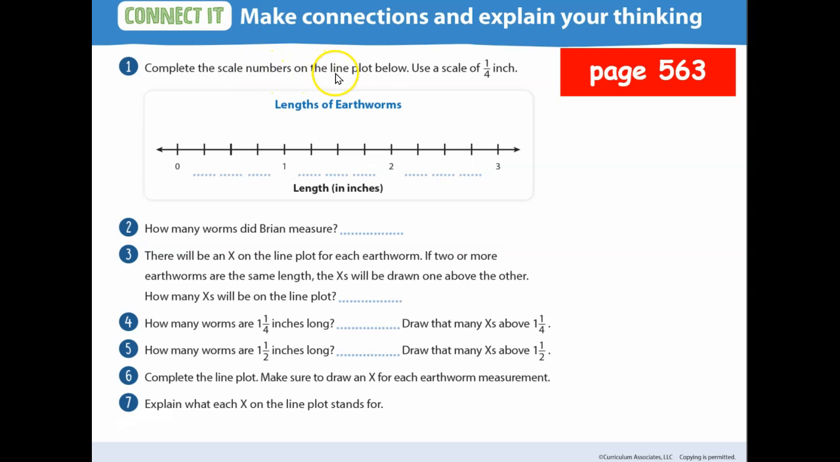It says complete the scale numbers on the line plot below. Use a 1/4 inch. So go to page 563. Oh, by the way, you're going to need this chart too. So how many worms did he measure altogether? Count all the X's that you see on your chart. How many? 8.